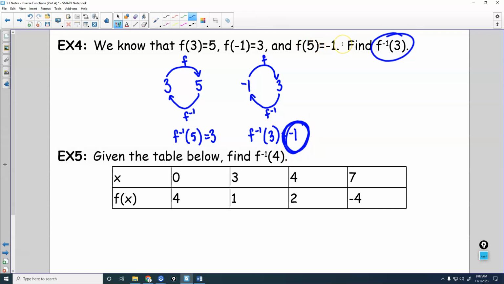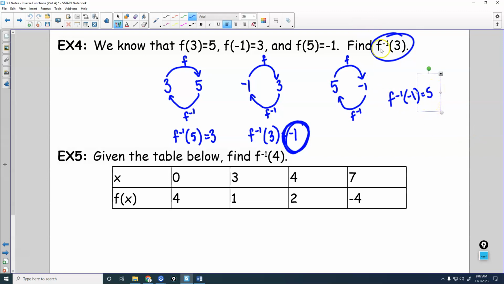The first piece of information they give you is a distractor. That second piece of information is a distractor because it's telling you 5 goes to -1. So if we go backwards, f inverse of -1 equals 5. So that doesn't help you answer this question either. What was the y on the original is going to be the x on the inverse.